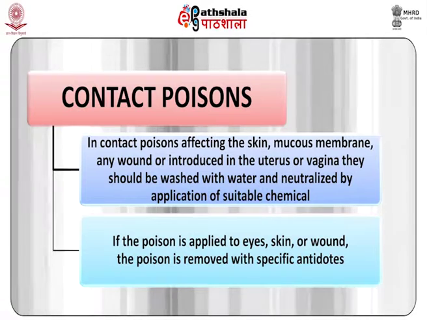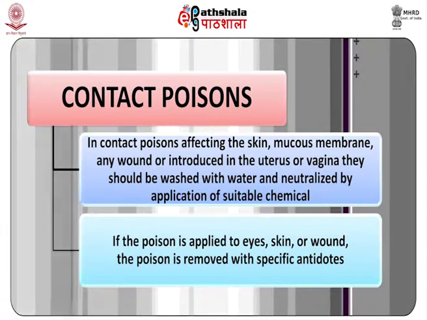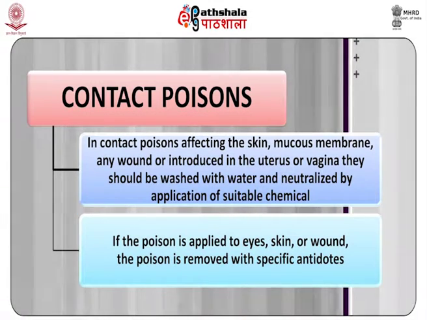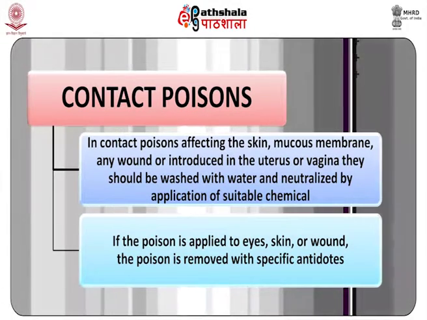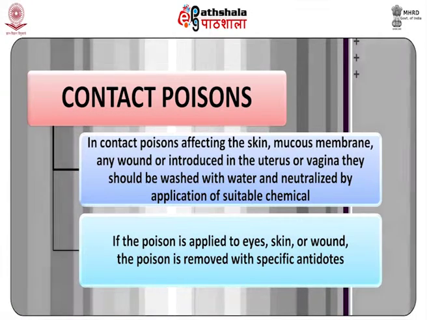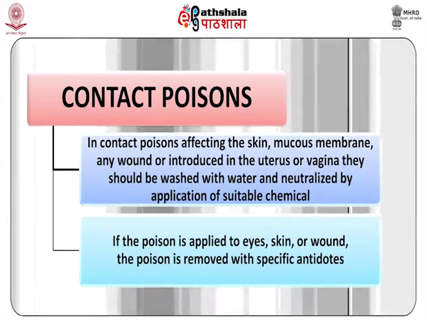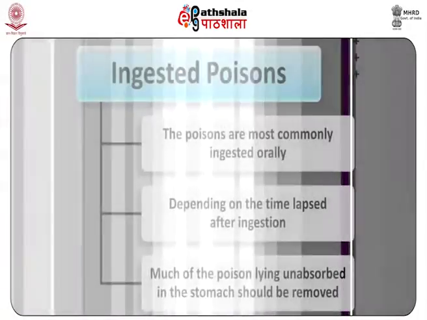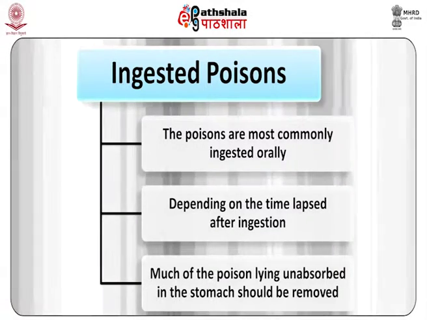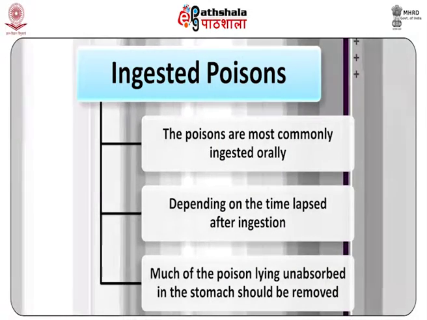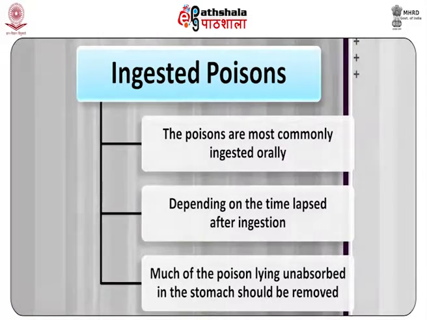In case of contact poisons affecting the skin, mucous membrane, any wound, or introduced in the uterus or vagina, they should be washed with water and neutralized by application of a suitable chemical. If the poison is applied to the eyes, skin or wound, the poison is removed with specific antidotes. Next is ingested poisons. The poisons are most commonly ingested orally. Depending on the time lapsed after ingestion, much of the poison lying unabsorbed in the stomach should also be removed.